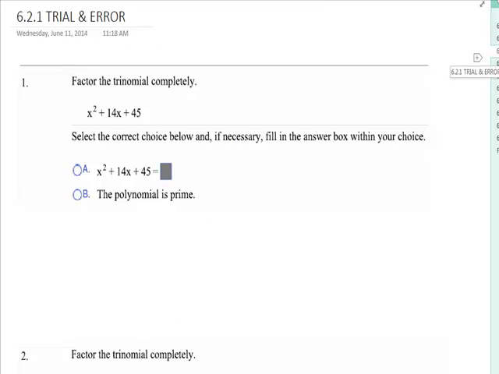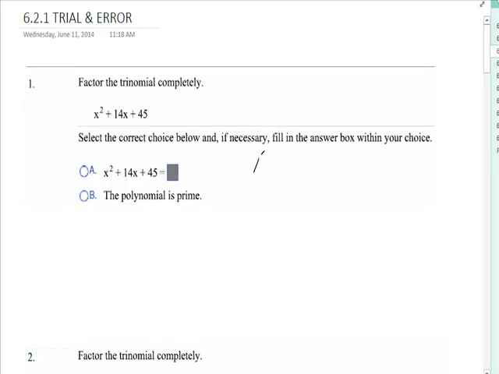All right. This is 6.2.1, and we're talking about a technique called trial and error. Even though it is not under GCF, I always start a problem by saying, is there a common factor? And the answer to that in this problem is no.